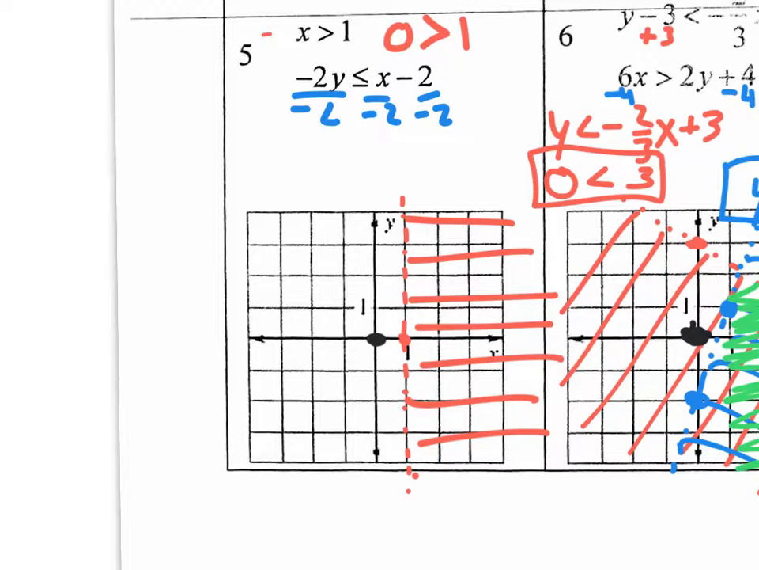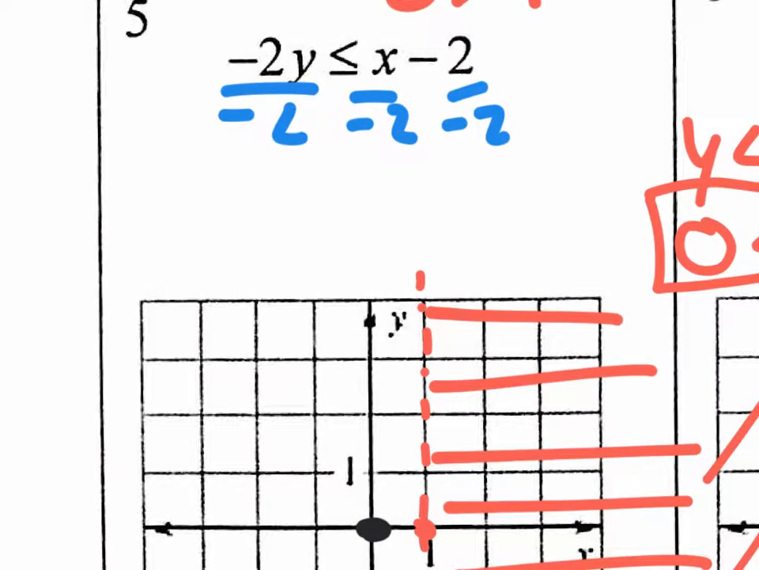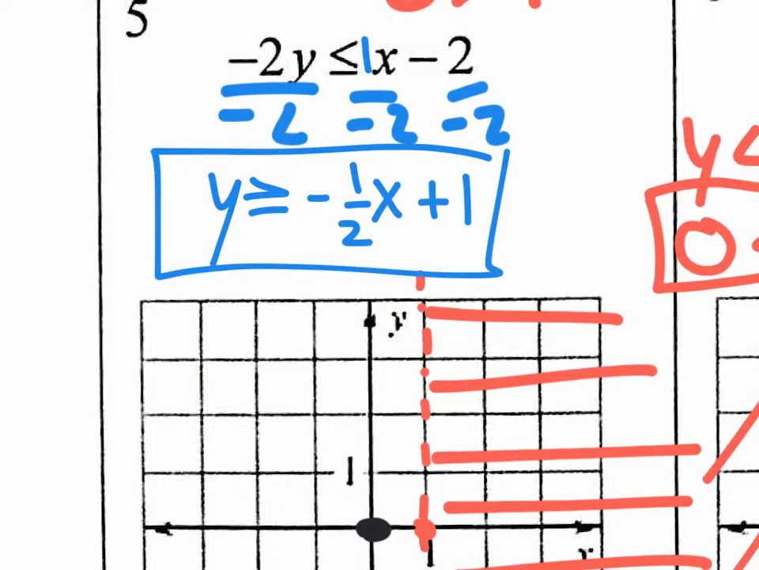Now, I wanted to go over this problem specifically because when you divide by a negative, what must you do to the inequality? Flip it, right? Switch the inequality sign. So you're going to end up with y is greater than or equal to, now there's an invisible 1 in front of the x, so that's really going to be a -½ x, and then plus 1, because a -2 divided by a -2 is a positive 1. So here's our new blue inequality that we're going to graph.